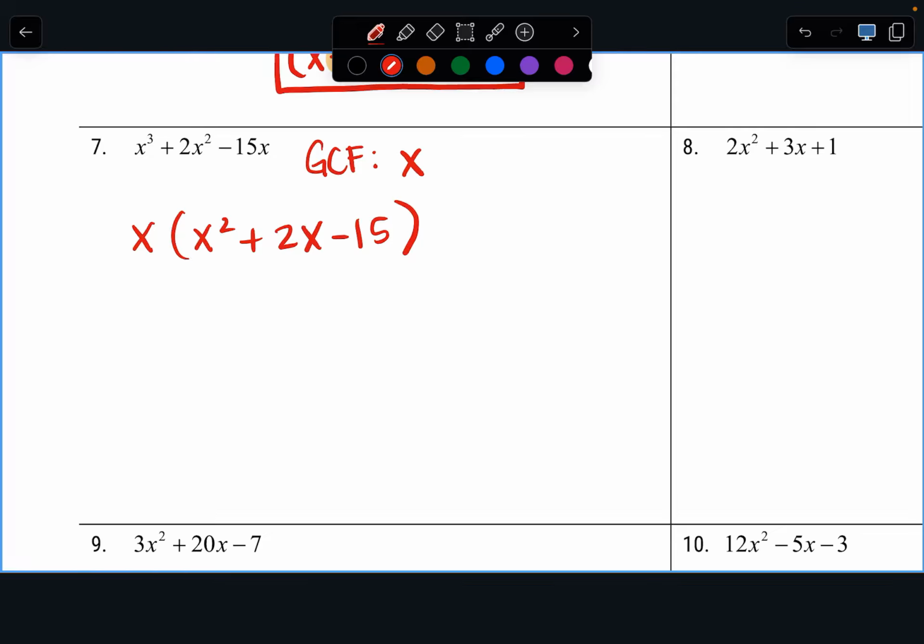There is a GCF, because they all have an X in them. And this factoring method doesn't work when it's a cubed. Okay, that looks good.